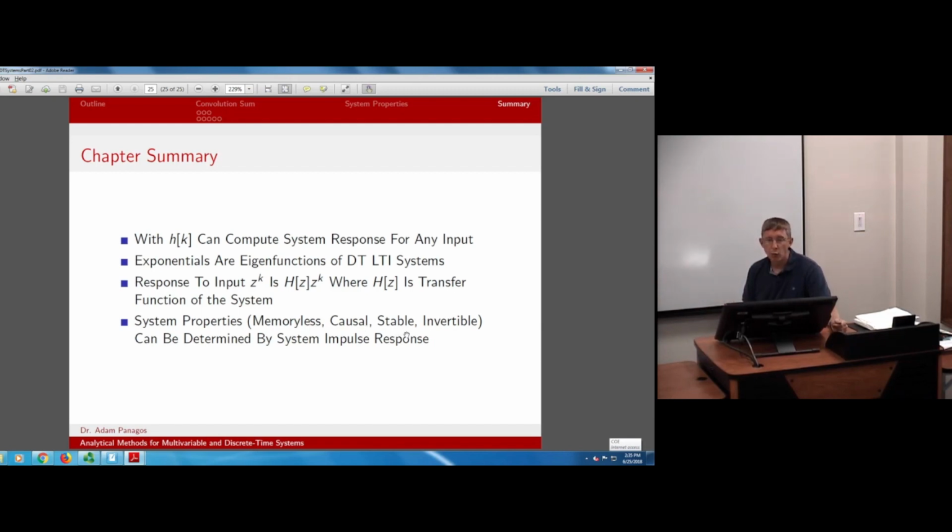You can tell me a variety of different flavors of stability. If it's an absolutely summable impulse response, then it's BIBO stable. If you know things about the characteristic modes, you can tell me whether it's asymptotically unstable or stable. We don't really do invertible here. I used to do that, we don't do that as much. So that is it.